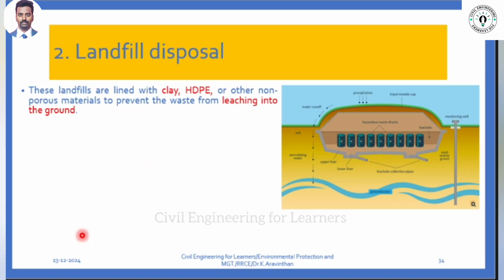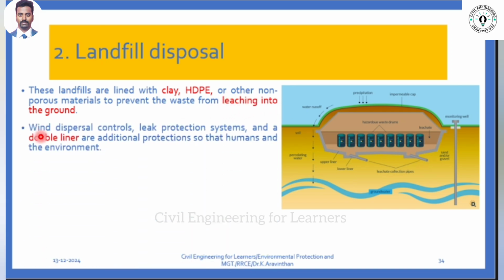Next example is landfill disposal. First disposal is underground. Second is land. Near the land they will place this kind of waste, which can be liquid waste. For all the liquid hazardous waste, they make a liner. What is this liner? This liner will not allow the liquid to pass into the soil, so it will not allow leaching into the ground.